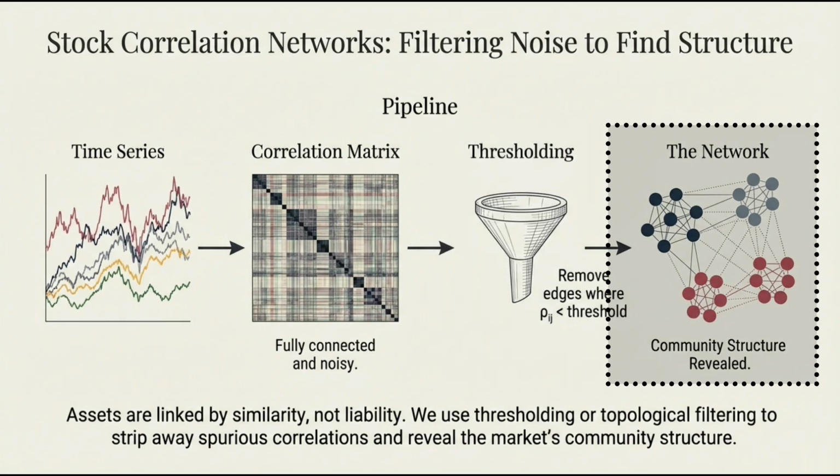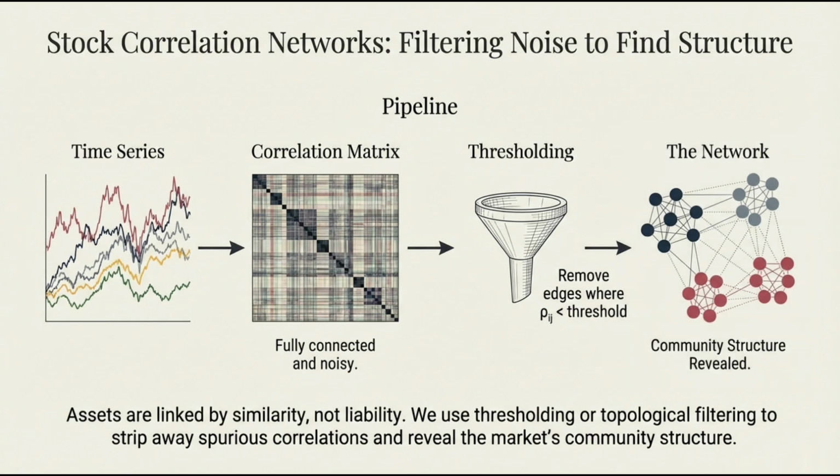On the far right, the result is a cleaner network where community structure becomes visible. You can see clusters of similarly colored nodes, suggesting groups of stocks that move together, perhaps because they belong to the same sector or respond to similar macroeconomic forces. The key line at the bottom is worth emphasizing. Assets are linked by similarity, not liability. That makes this network fundamentally different from interbank exposures. It does not show who owes whom. It shows who behaves like whom.